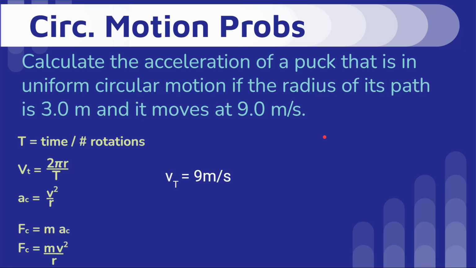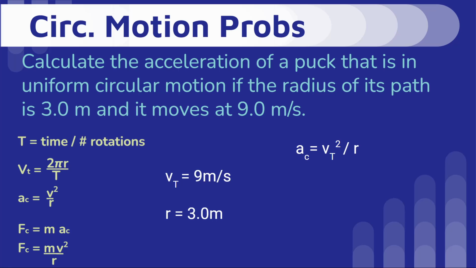But we're going to start just by labeling some things. I know the velocity, and I can tell that's a velocity simply by looking at the units. So if you're confused about what you're looking at, check the units. 9 meters per second, that's a velocity. I also know that I have a radius, and it says the radius of its path is 3 meters. And I'm trying to determine acceleration. And so I have velocity and radius, and my formula for acceleration is v squared over r.